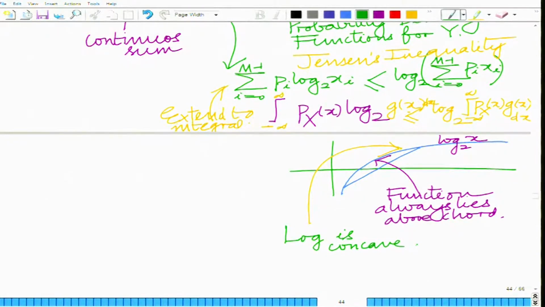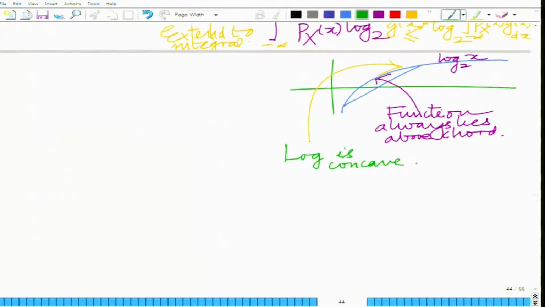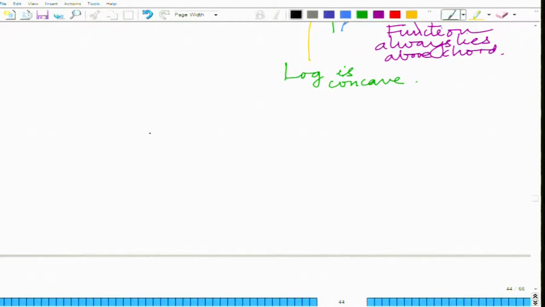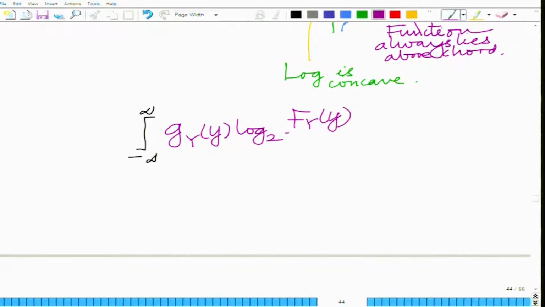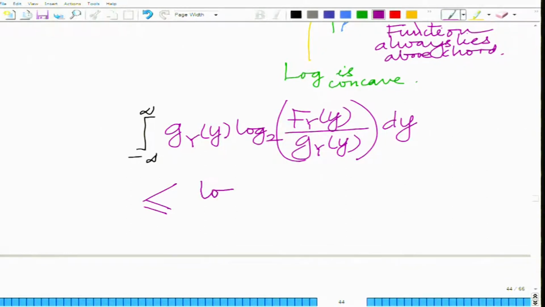That makes Jensen's inequality applicable for the log function. Now if you look at this quantity that we have, the integral from minus infinity to infinity of g_Y(y) log to the base 2 of f_Y(y) divided by g_Y(y) dy, using Jensen's inequality, this is less than or equal to log to the base 2.